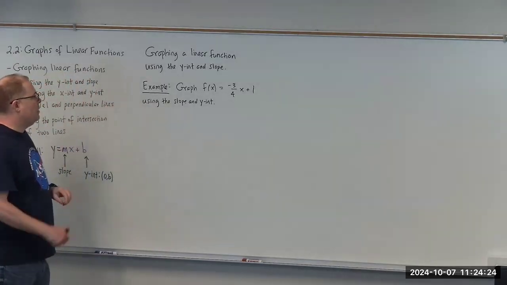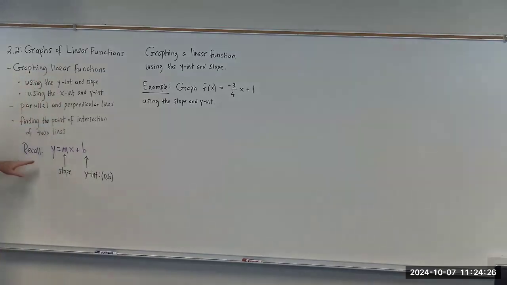Okay, so let's start off with an example on how to graph a linear function using just the y-intercept and slope. Just to recall, for a linear function, you have this form, y equals mx plus b. This is your y-intercept, 0 comma b, and this is your slope, the value in front of x.